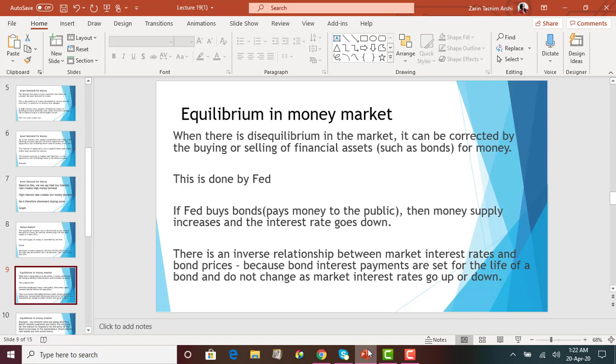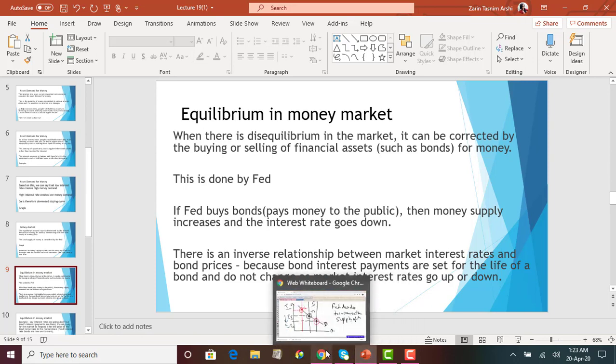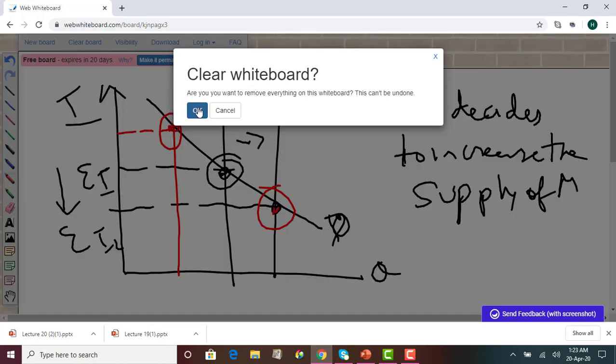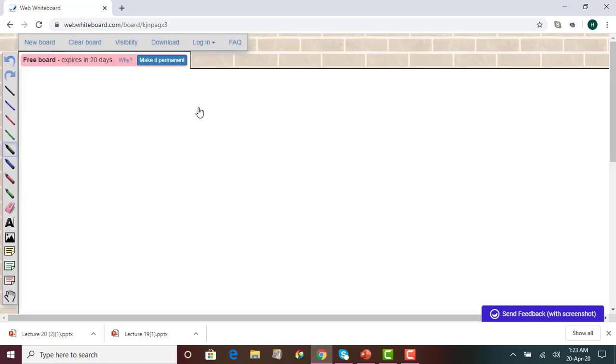They can buy or sell bonds. The Fed can buy or sell bonds in order to bring equilibrium into the market. So if the Fed buys bonds from the public and the banks, then the money supply will increase. If the Fed sells bonds, the money supply will decrease. We will look into that in more detail in chapter 12, but just to give you a brief idea, the Fed can buy or sell bonds in the market to control the money supply.